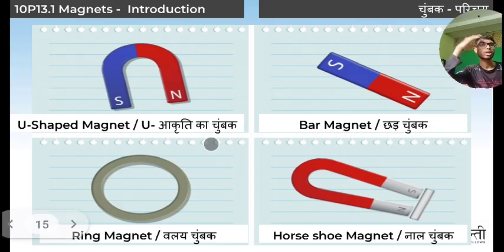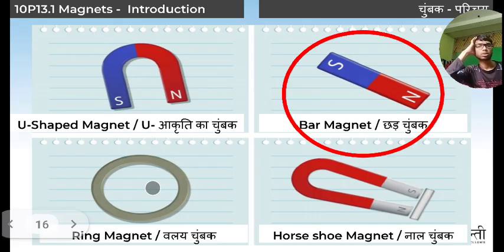Now here we have different shapes of magnets. This is a U-shaped magnet. This is a bar magnet. It is called a bar magnet. And this is a ring. And it is a horseshoe magnet. It looks like the shoe of a horse, that's why it was named a horseshoe magnet. These are different shapes of magnet, but the work of them will be the same, not different.